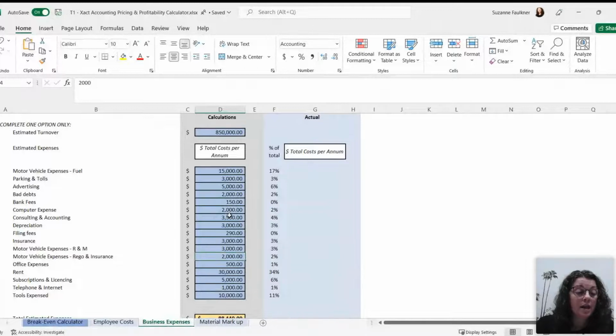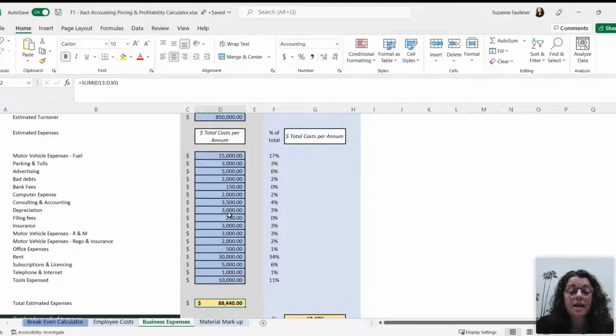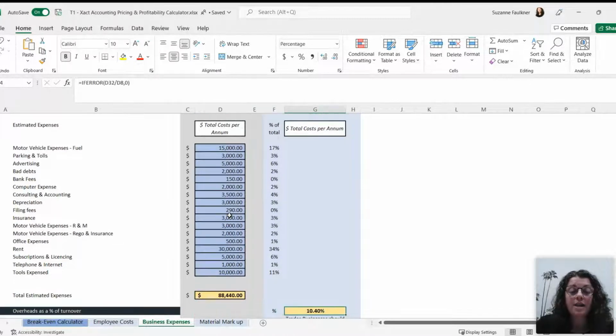There is an office in there somewhere. If you can't find a category that fits what you're after, group it with something else, or just call something general expenses. It's not a big deal for this exercise. What we're trying to work out at the end of the day is what roughly your total fixed costs are. And then at the bottom, generating that percentage that we were talking about before. So that percentage there is telling us that our 88,000 of costs divided by our turnover is about 10%. So our overhead costs are sitting at about 10% of our revenue.